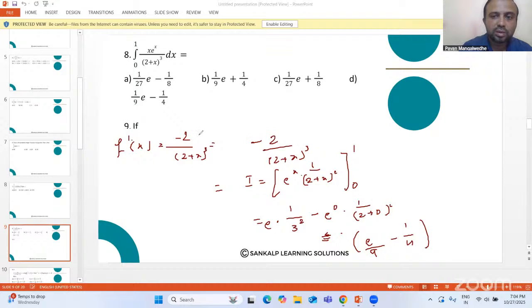Option D is the correct answer. Here, option D is misplaced. So option D is the correct answer, because you can even rewrite this whole expression as e upon 9 minus 1 by 4, which can be written as 1 upon 9 into e minus 1 by 4.